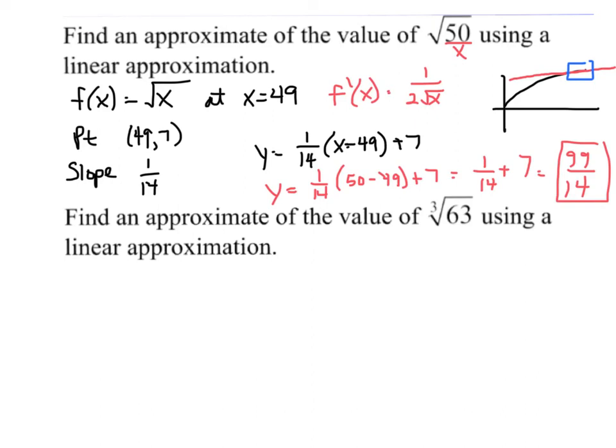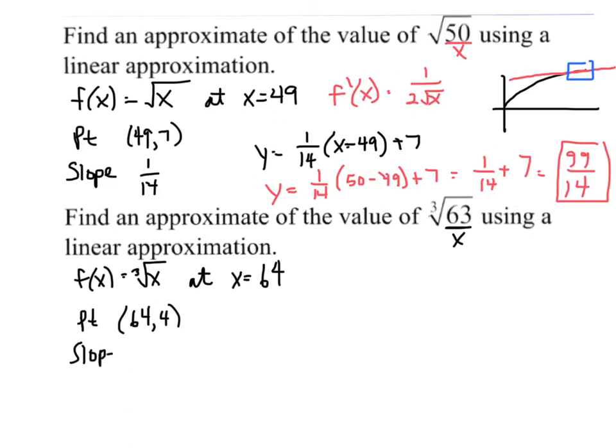Okay, let's do one more. The cube root of 63. Okay, so the function we're trying to linearize here is the cube root function. And my x that we're looking for, of course, is 63, but the x we're going to pick that would be easy is 64. The reason we're picking that is because the cube root of 64 is 4. So the point, 64 comma 4.